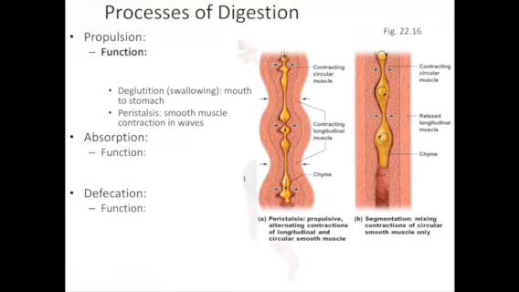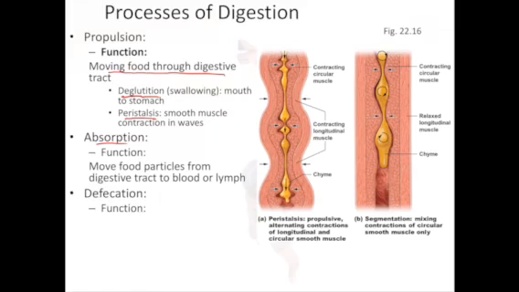And then we have a few more processes that have to do with movement of food mostly, as well as some others. So propulsion is a function of this, just moving food through the digestive tract. And there's two subcategories of this. One would be deglutition, which is swallowing. Okay, and then peristalsis, which is smooth muscle contraction and waves. Okay, and then we also have absorption as a process.